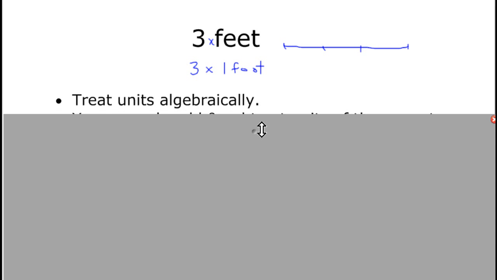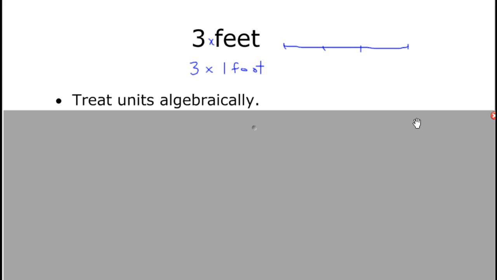So the first one is sort of what we're talking about here, and that's just to treat units algebraically. And that might sound kind of complicated, but it's not so bad. You can think of algebra as just a set of rules for how to do math with numbers and things that aren't numbers. Since units aren't numbers, they sort of fall into the category of algebra. But the reason this is not so hard is that the rules that you use for doing math with things that aren't numbers are the same rules that you use for doing math with numbers.